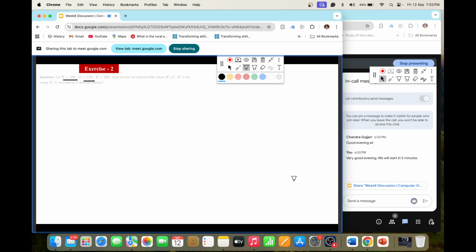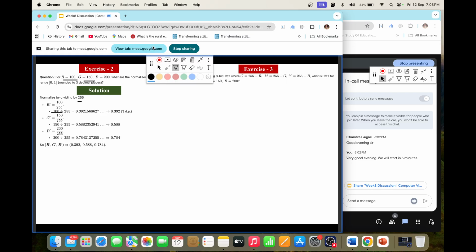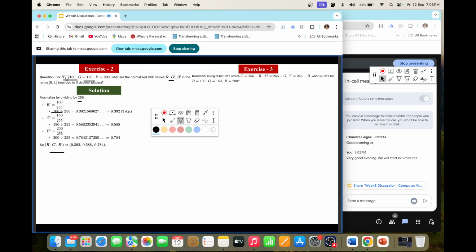Now there are some numericals related to all your models. RGB is given, and you are asked to calculate R', G', B'. It is very easy, just normalize by dividing by 255. By that you can get the R', G' and B'.